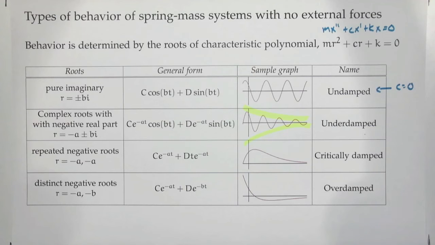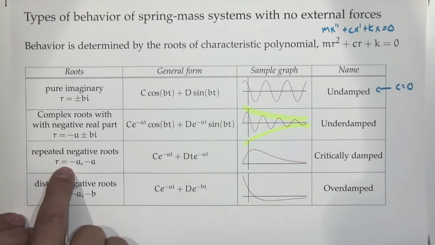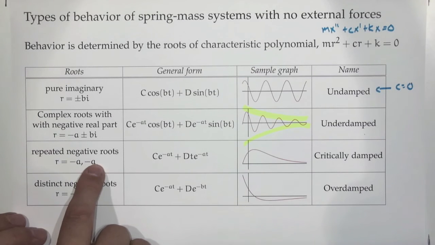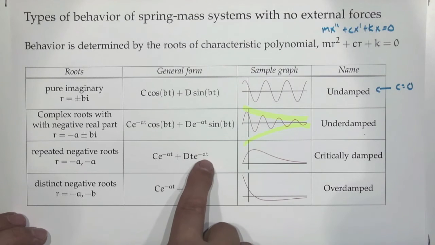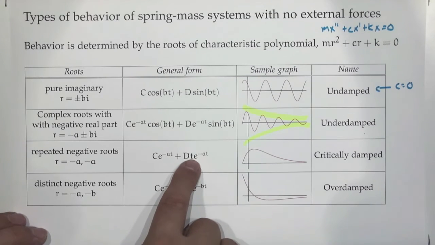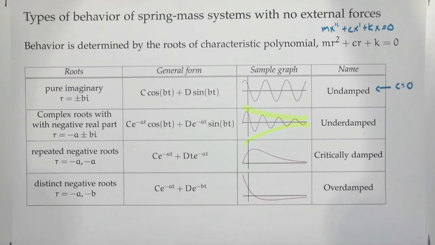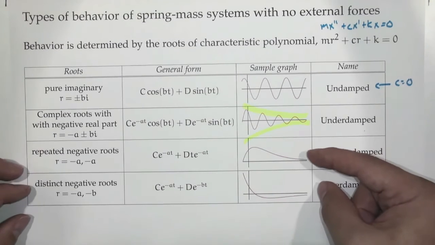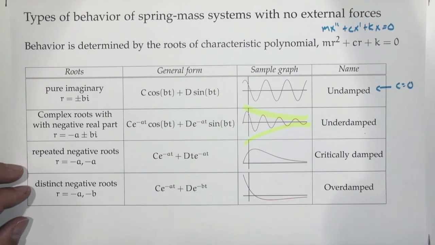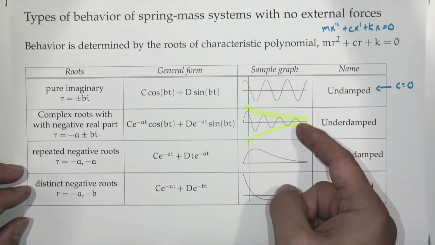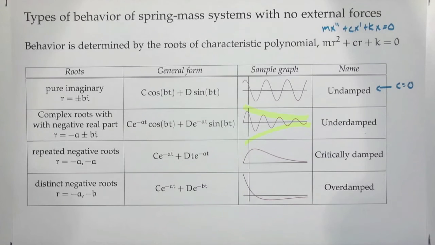Now, what is that? Well, that's when you have repeated negative roots. So in other words, it's the same root twice. And of course, if it's repeated, we can have e to the minus at and e to the minus at. So our second one, we have to do a little bit of a bump. So that's where that t comes from. But in terms of the picture, it's really hard to tell pictorially the difference between critically damped versus overdamped. They don't look different. It is easy to see underdamped and undamped.